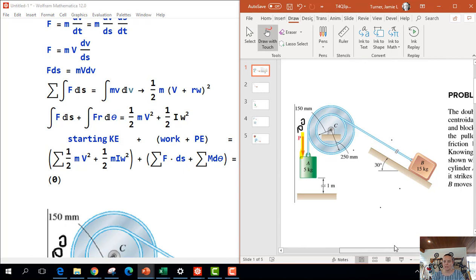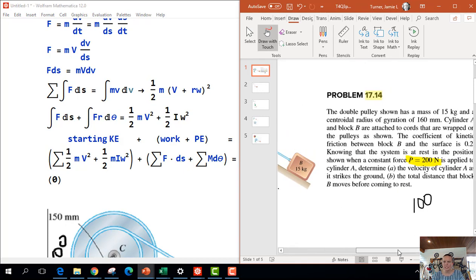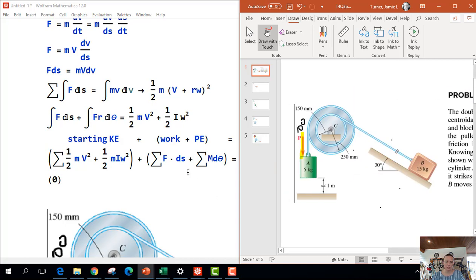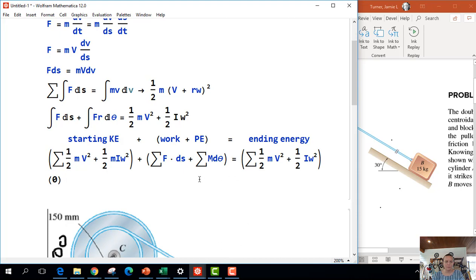For the pulley, we're given the radius of gyration, and that means we can calculate our moment of inertia. Inertia is just, instead of mr squared, mass times that radius of gyration squared. So that's what that thing is. Keep everything in meters and check your units. We'll use 9.81.